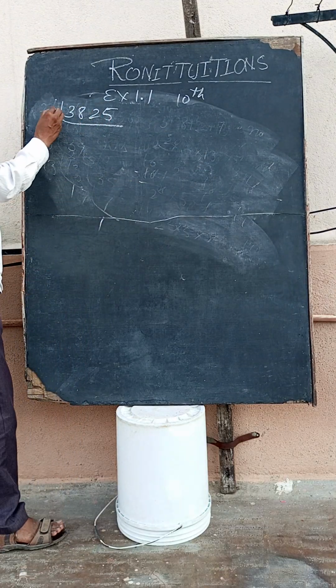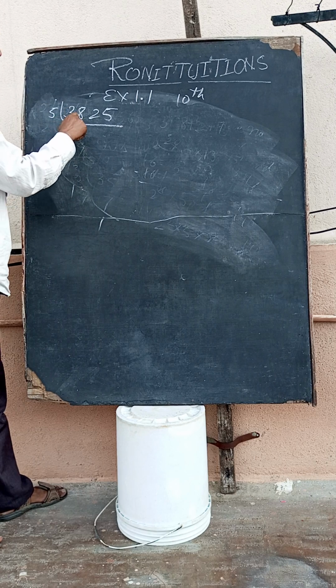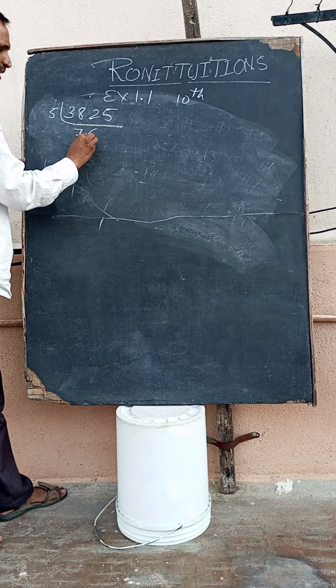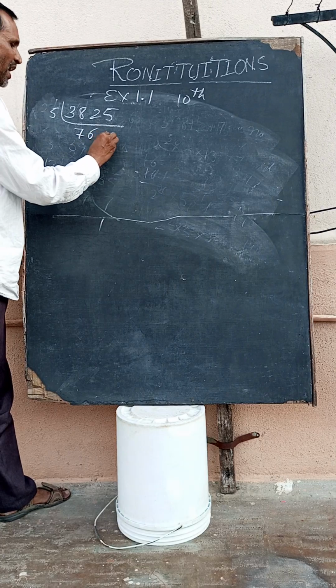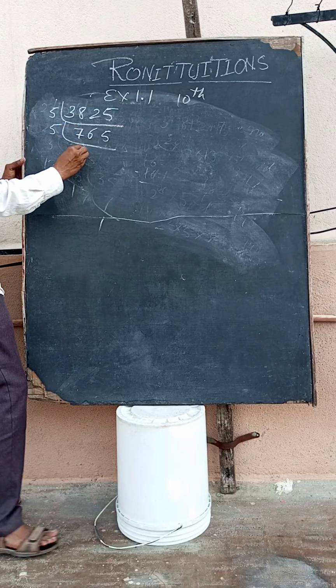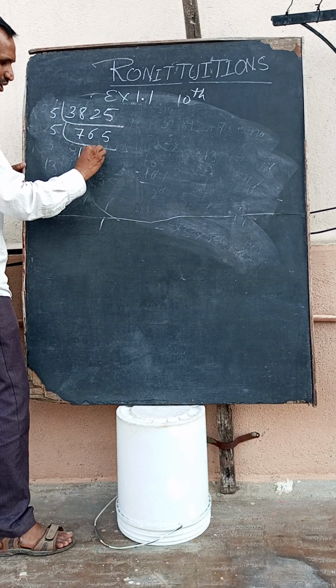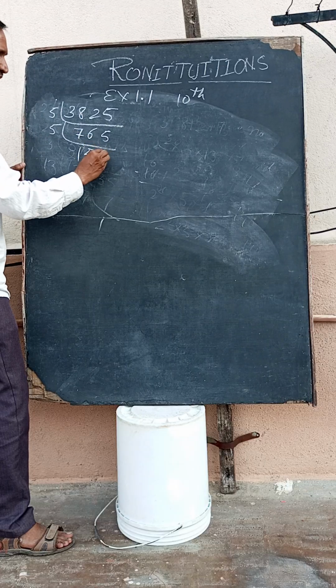So it is divisible by 5. So we divide it by 5. 5 7s are 35. 3 remainder. 32, 5 6s are 30. 2 remaining. Again it ends with 5, so again we can divide by 5 only. So 5 1s are 5. Then it becomes 26. 5 5s are 25. 1 remaining, 153.